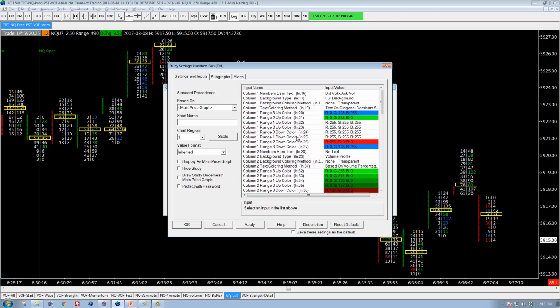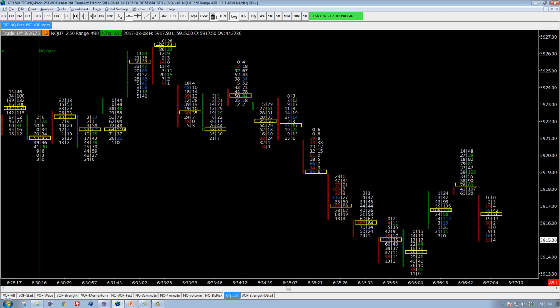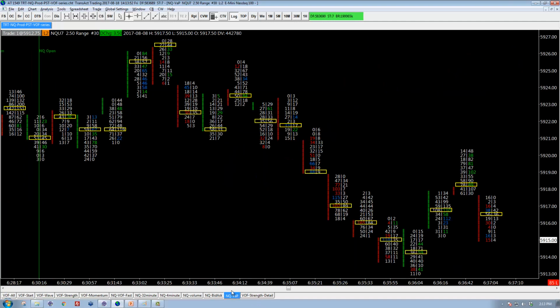And what this study does for us is it shows us exactly in the bar how many trades went off at the ask and the bid at each price level. So this chart is the same as the one before. It's a 10-tick high range bar, but it's displaying the information differently. It's showing us for each price level how many trades went off at the bid and how many went off at the ask.